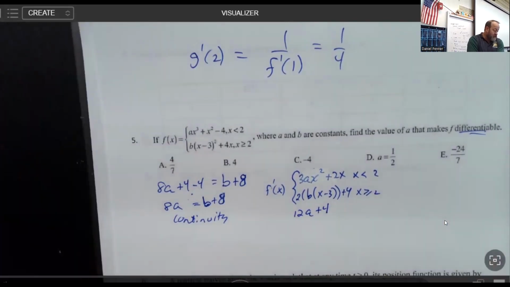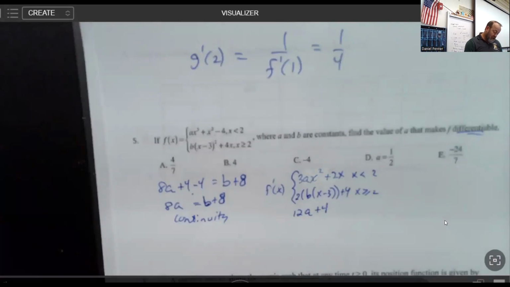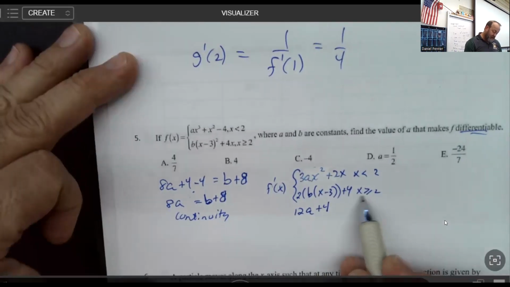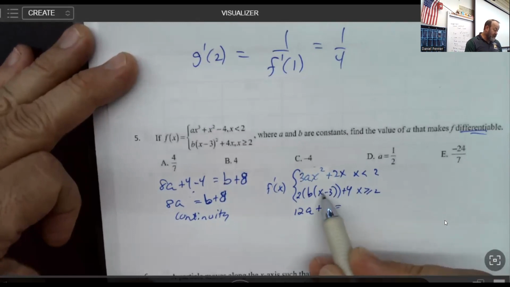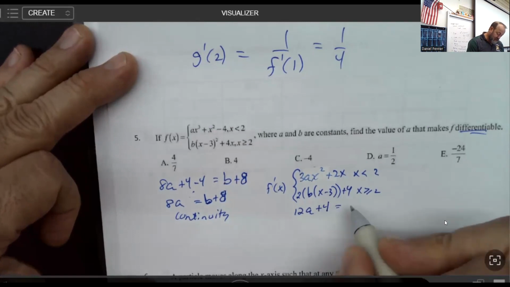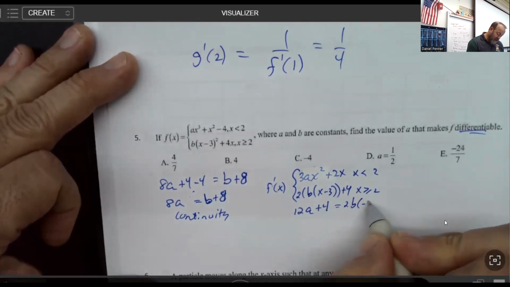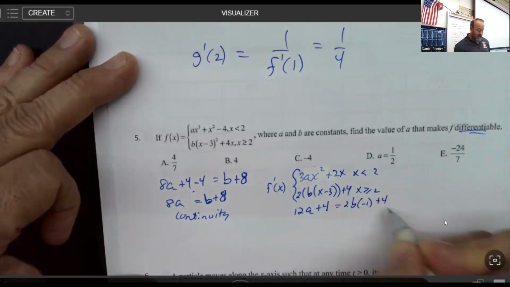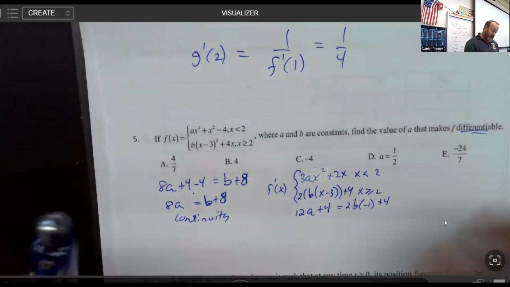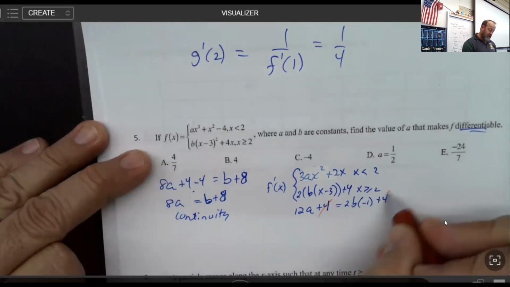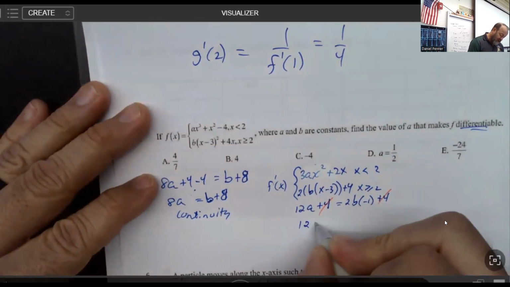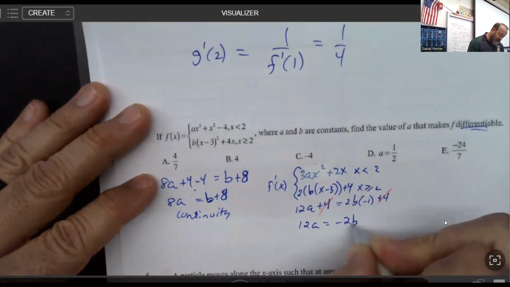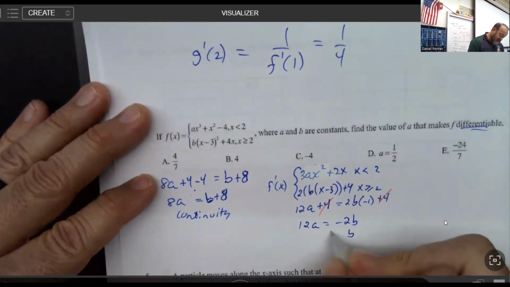Then as we go to the other side, as x gets very close to the number 2, this is going to be -1. So we get 2b times -1 and then plus 4. Immediately I noticed, quite conveniently, that these 4's cancel. So I end up with the nice fact that 12 times a is -2 times b, or in other words, b is -6a.